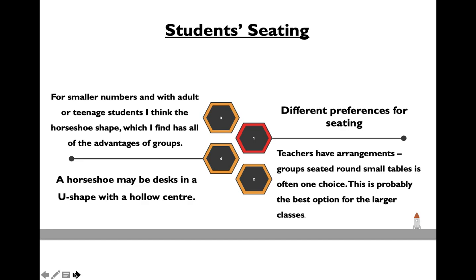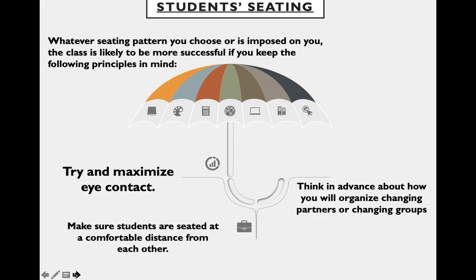In large groups, sometimes they prefer groups seated around small tables. It's often a choice, and this is probably the best option for larger classes. But whatever the seating pattern you choose or is imposed on you, the class is likely to be more successful if you keep the following principles in mind. Try to maximize eye contact with the students.